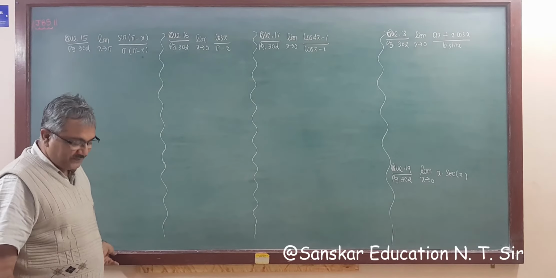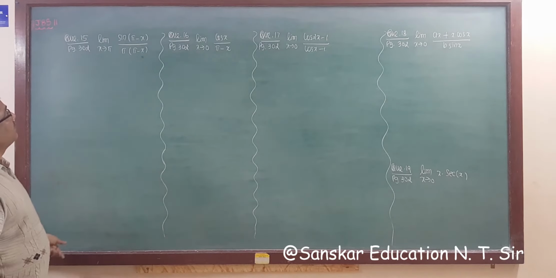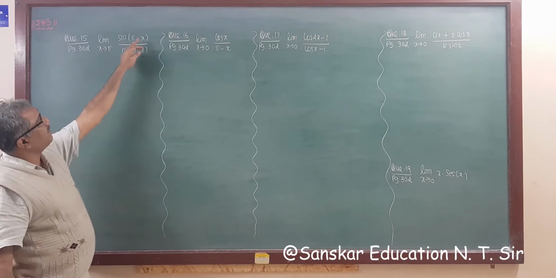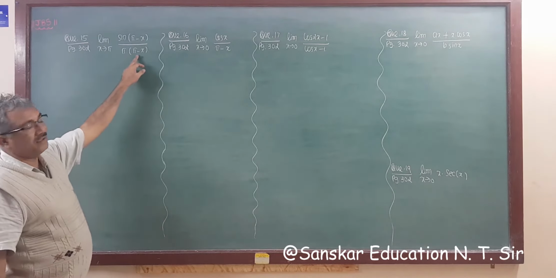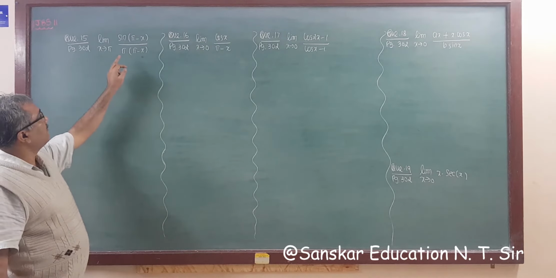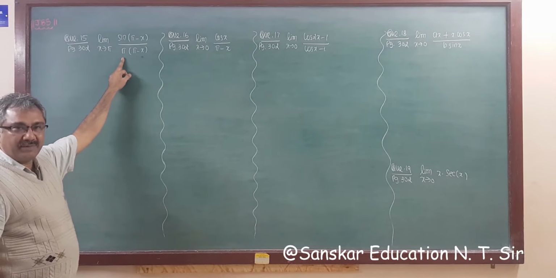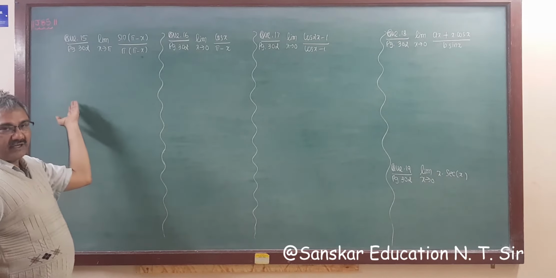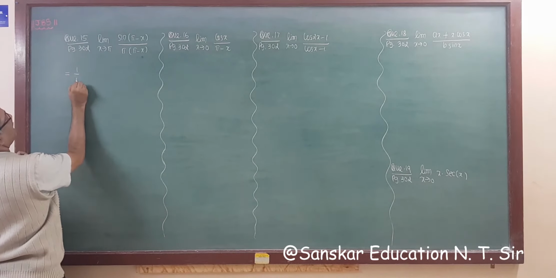Welcome students. So today we are starting with question number 15, right? Limit x tends to pi, sine of pi minus x upon pi minus x. If you substitute pi here, then this is 0. Now this pi is constant. So you know the working rule for limit: a constant we have to write outside the limit. So this is 1 upon pi.